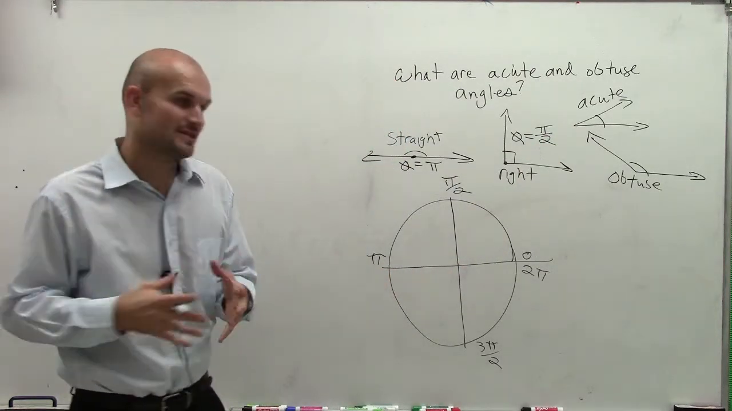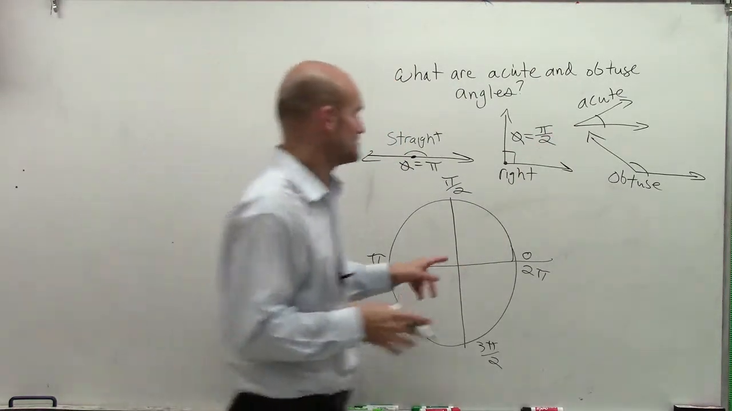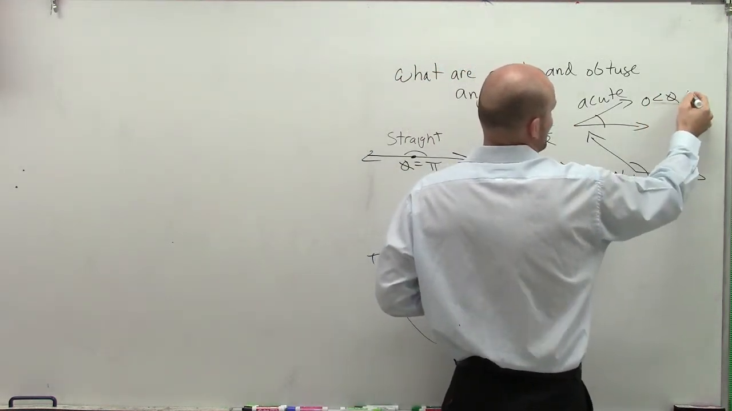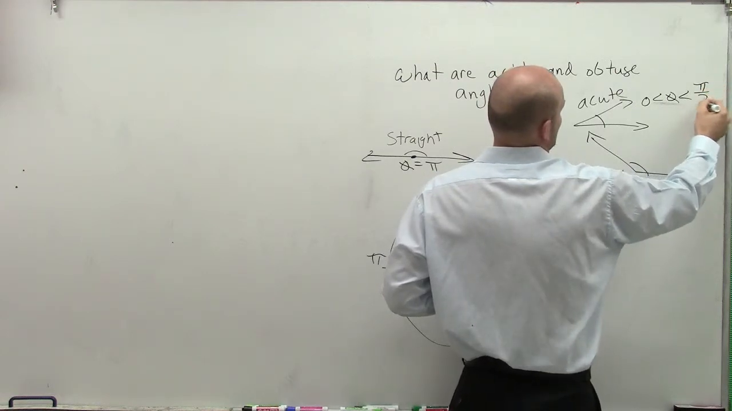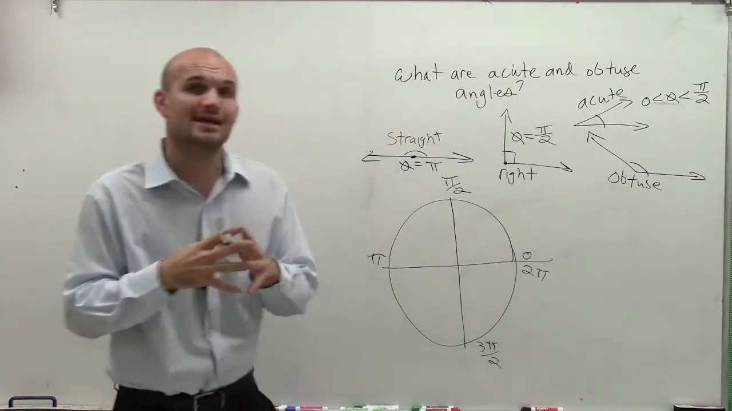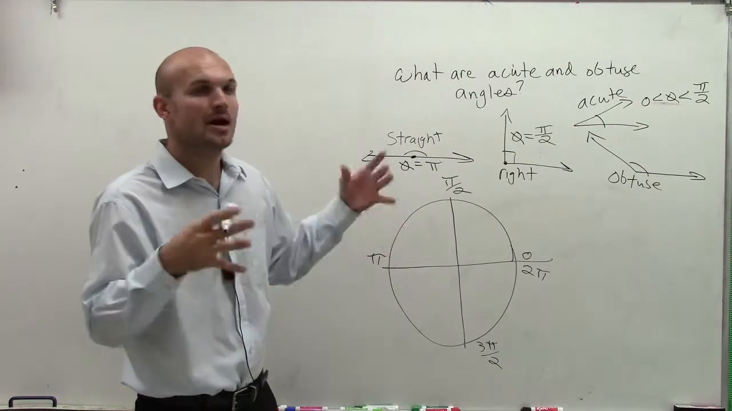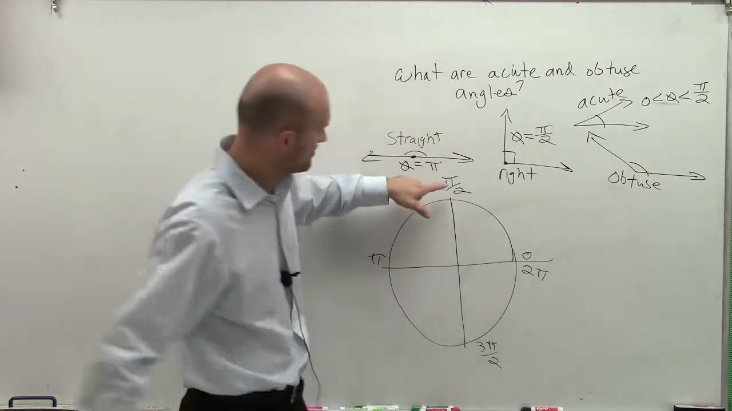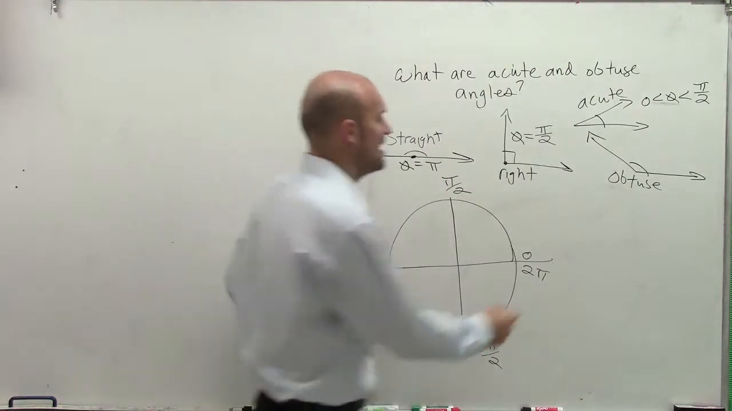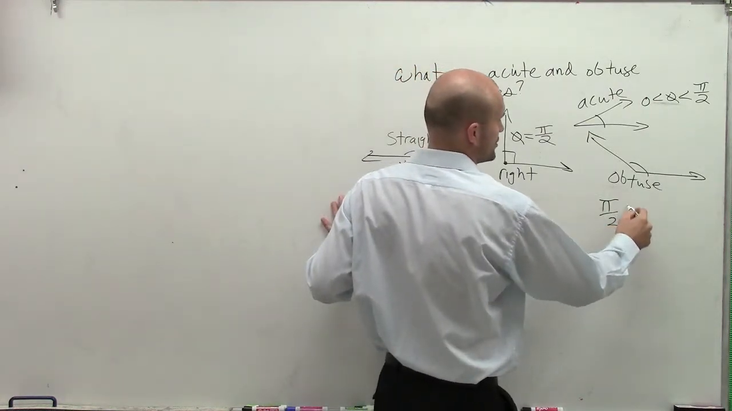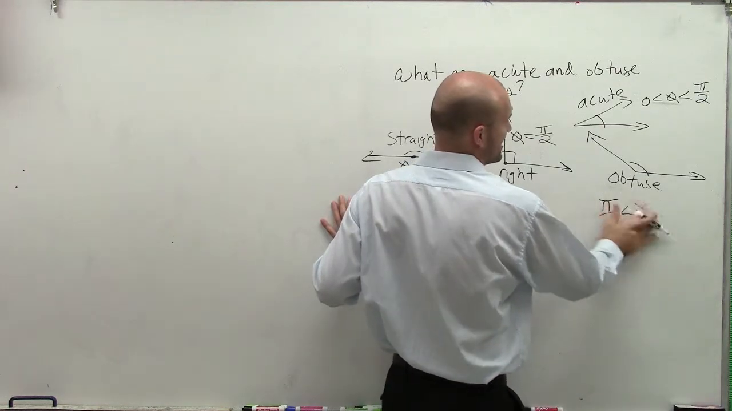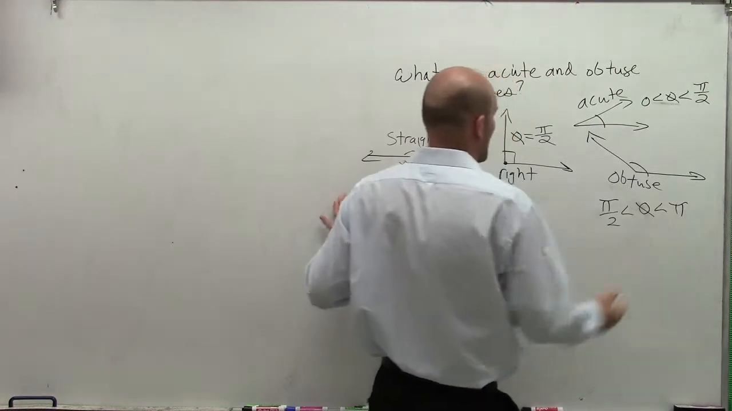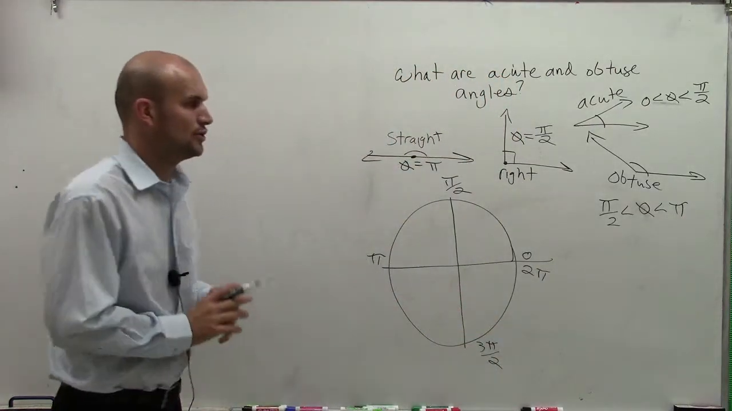Now, an acute angle is going to be for any angle that is between 0, which is less than theta, which is less than pi over 2. So it has to be all angles that are going to be less than pi over 2, but greater than 0. And all your obtuse angles are going to be all angles that are going to be between pi over 2 and pi. So we could say pi over 2 is less than theta, which is less than pi. So those are going to be your definition of all your obtuse angles.